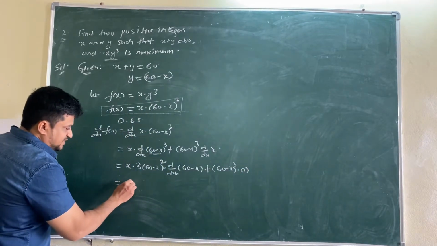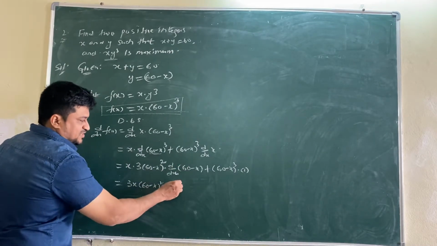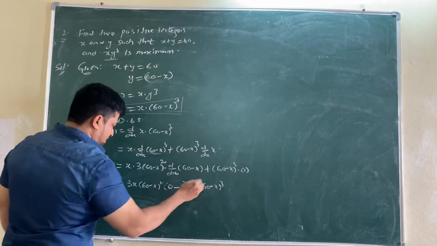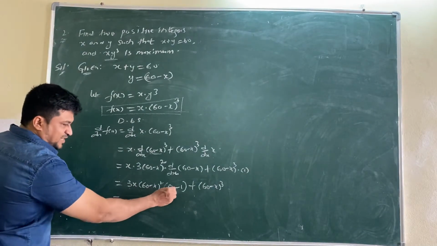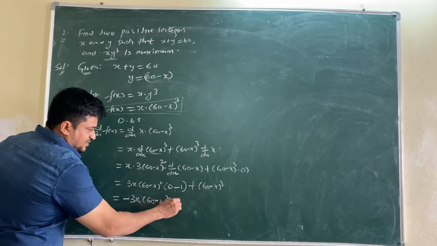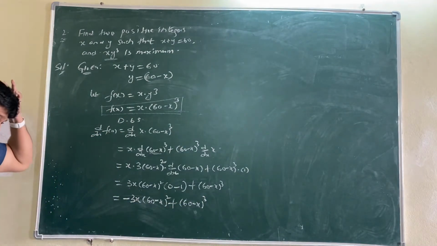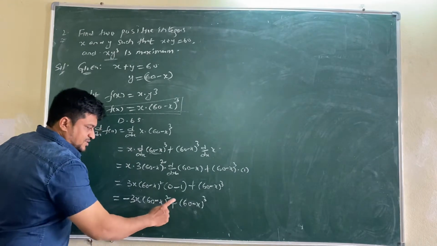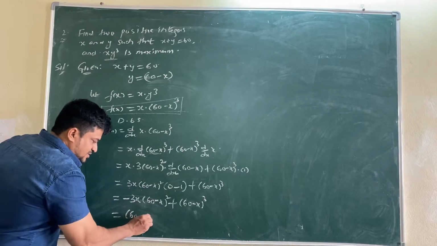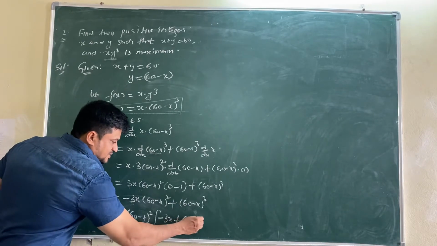So this will be 3x into 60 minus x whole square into d by dx of constant, which is 0, minus d by dx of x, which is 1, plus 60 minus x whole cube into 1. Now what we have? 3x into minus 1, minus 3x into 60 minus x square plus 60 minus x whole cube. Now what can we take common in this one? 60 minus x 2 times, 60 minus x 3 times. Maximum how many times can I take common? 60 minus x whole square I have taken common. So what will I get inside? Minus 3x plus 60 minus x.